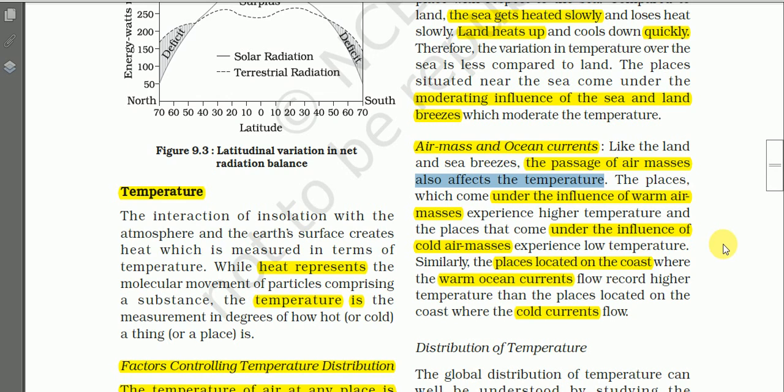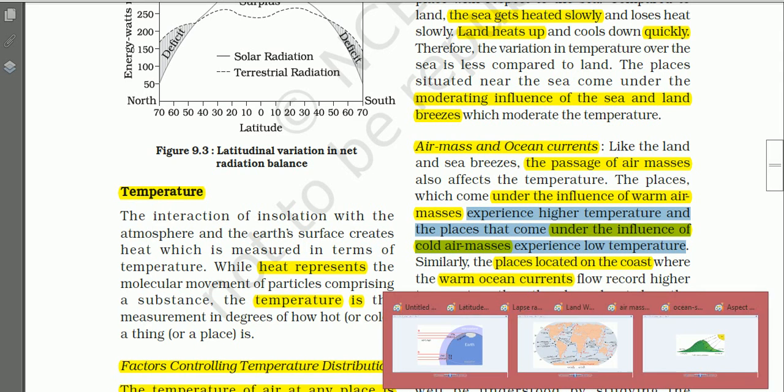Remember, we have two types of air masses, warm air masses and cold air masses. The places which come under the influence of a warm air mass experience higher temperature, and the places that come under the influence of a cold air mass experience low temperature. That is advection. I think you must be remembering this advection process.